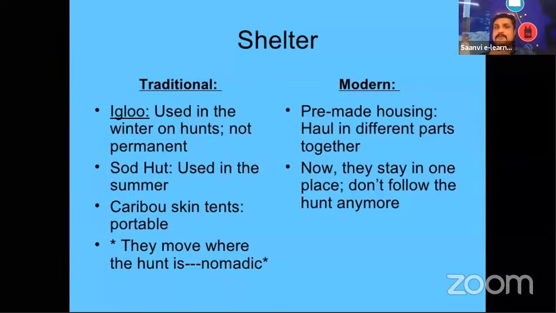It's traditional, and they have both modern and olden-day housing. They lived like nomadic people. That time they constructed small igloos. I will show you the picture. And now pre-made housing, all in different parts together. Now they stay in one place and don't follow the hunt anymore. In olden days they used to hunt and live like nomads. They roamed for their day-to-day livelihood. So nowadays they stay in one place.